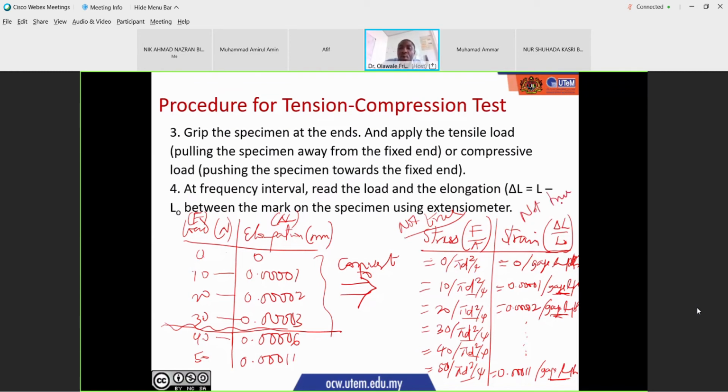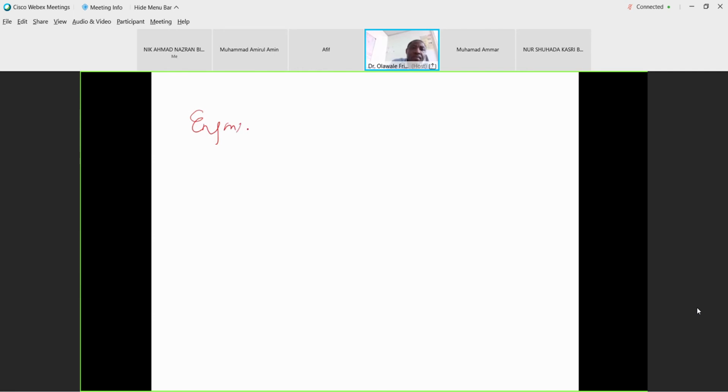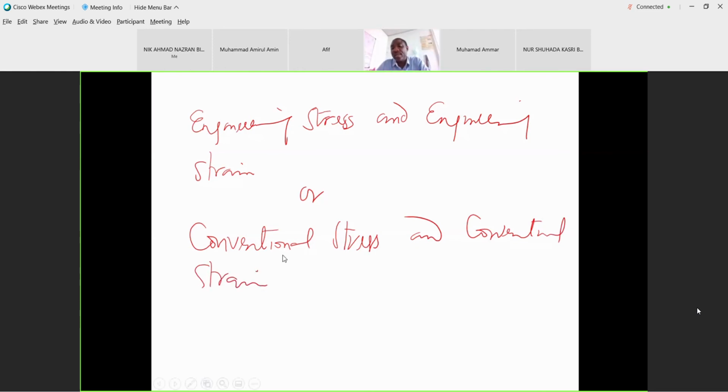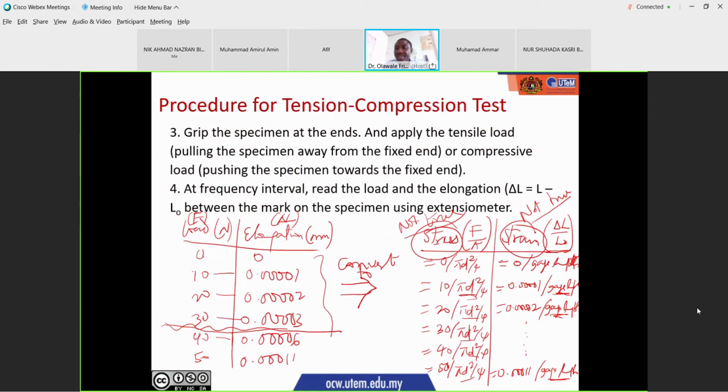Now, in engineering practice, we have what we call the true stress and true strain. This one here and this one here are called engineering stress and engineering strain, or conventional stress and conventional strain. That is when you use the original diameter and original length. That's the one we have been using all day. Now, we have been able to prove that this engineering stress or engineering strain is not true.